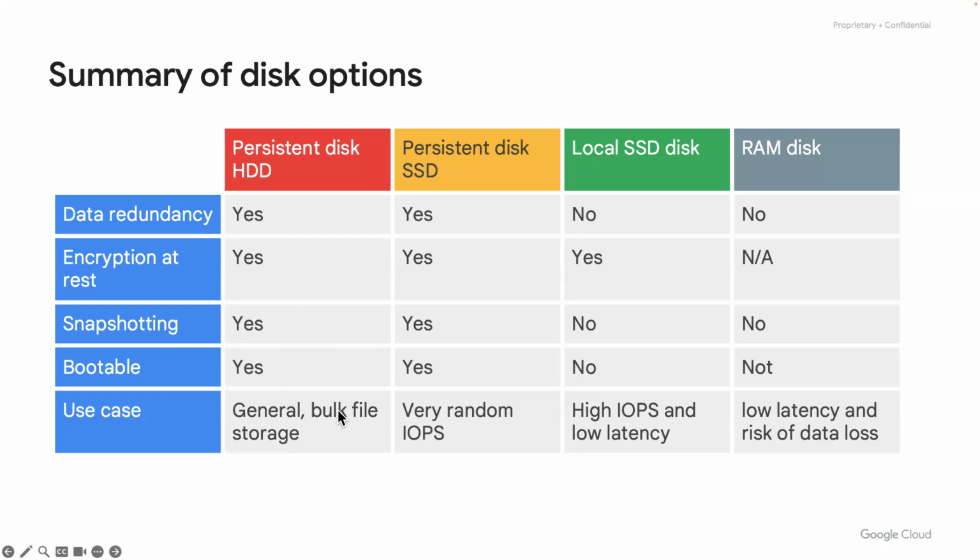Persistent disk is used for general bulk file storage because it's low cost and the performance is also low. Here, for any random operations, high IOPS and low latency.